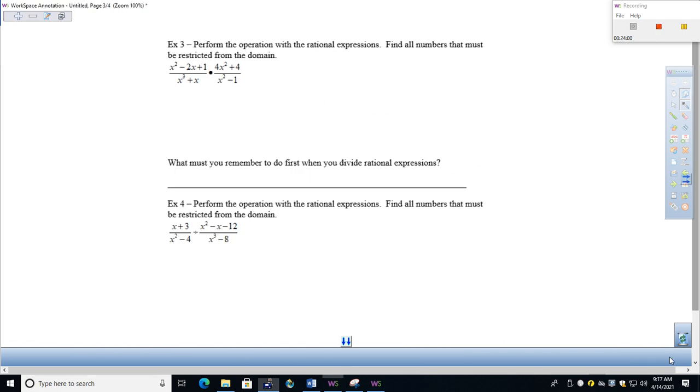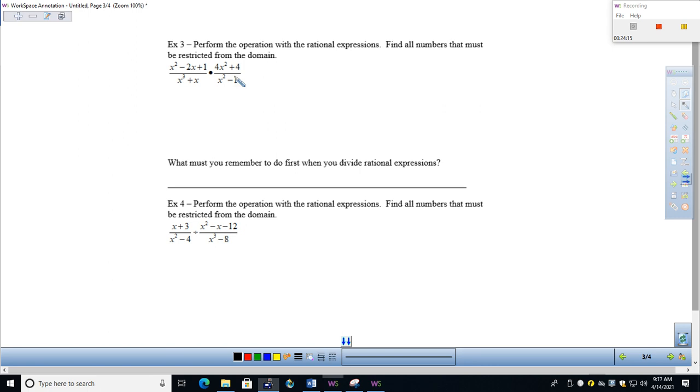So let's do example 3. And notice now we're getting into the operation of multiplication here. And it says perform the operation with the rational expressions. And also notice, find all numbers that must be restricted from the domain. Okay, so here's what I need you to do on your paper. Again, I'm going to pretend to do it. You're going to actually do it because I can't do it lightly and I just don't want it to get in the way of my work.